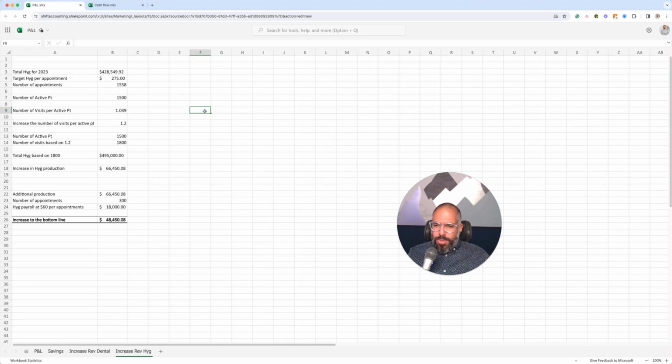So with the hygiene, the approach that I'm taking here is this. We have total hygiene for 2023 in this scenario of 428,000. Again, this is a hypothetical scenario, but for your clinic, you'll have more data to play around with. I'm going to show you this example, and then you could take this example and work it for your clinic.